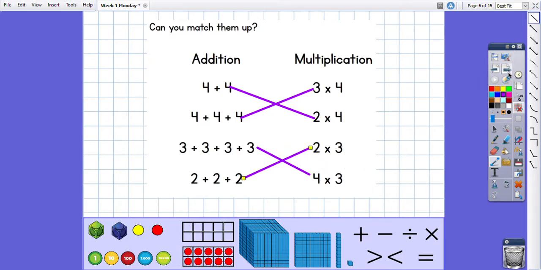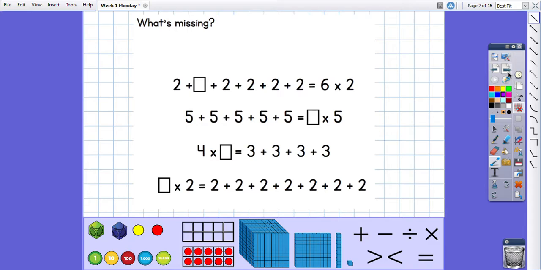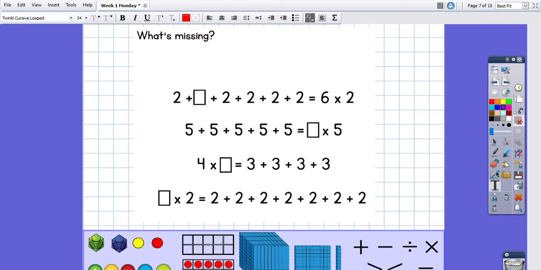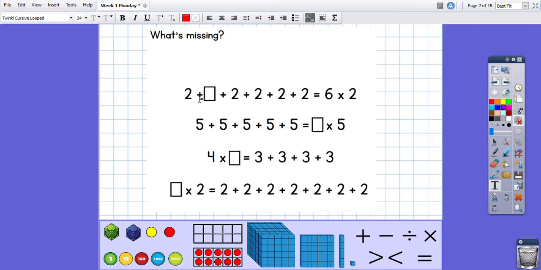Just like that. Okay, what is missing from my calculations? So I know that I need 6 times 2. So let's see how many 2's I've got. I've got 1, 2, 3, 4, 5. So the missing number in my repeated addition will be a 2.